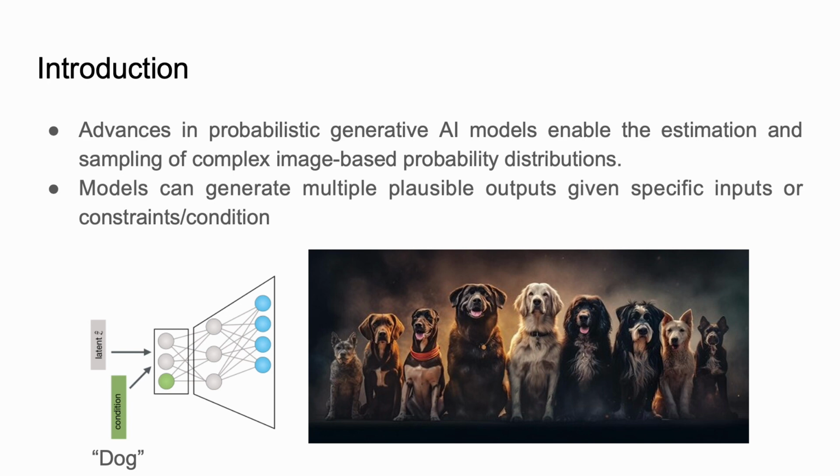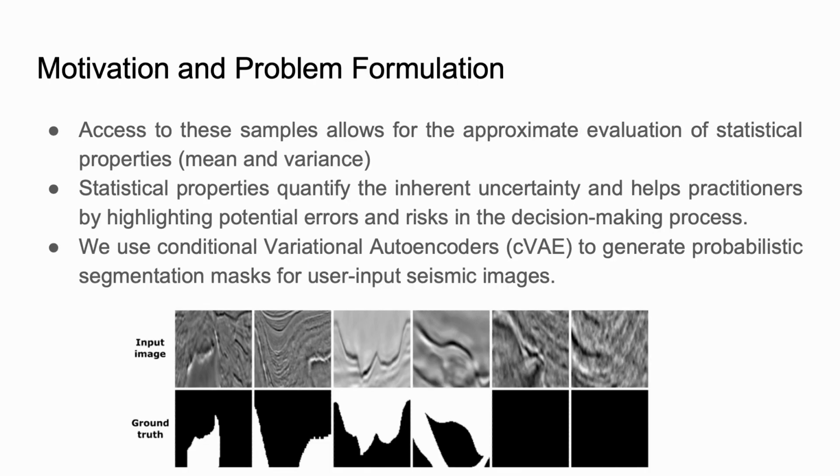For instance, if prompted with the label dog, generative models can produce images of different dog breeds, which can be considered as samples from the original dog distribution. Since a generative model allows for multiple sampling, we can evaluate the statistical properties of the approximated distribution, such as the mean and the variance. These statistical properties are informative for tasks requiring meticulous planning and quantification of uncertainties.